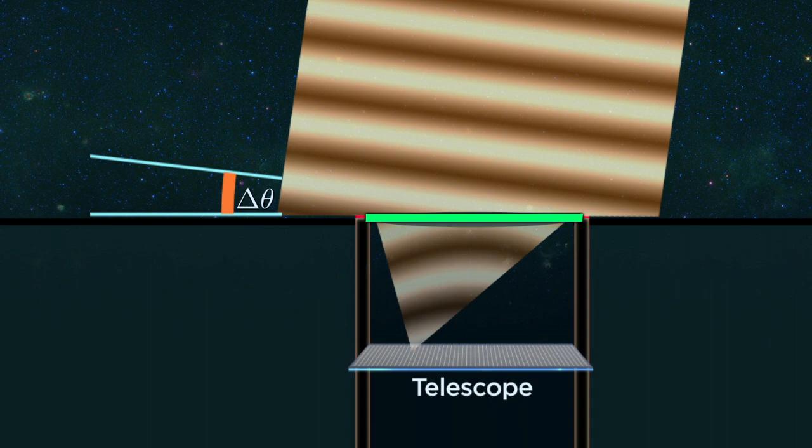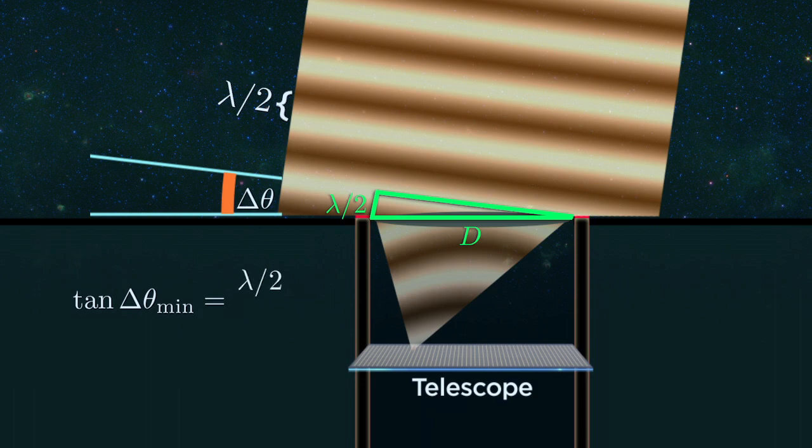Let's do the math. The distance between a crest and a trough is half of lambda. So from the diagram, we see that the tangent of delta theta min equals lambda over 2 divided by d. Now, in practice, delta theta min is a tiny number. For visible light, lambda is about half a micron, while d is usually a meter or more.